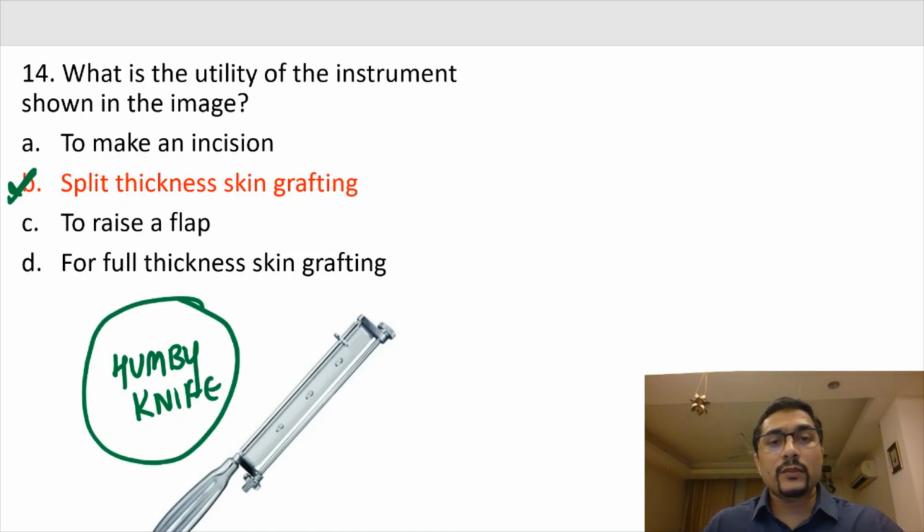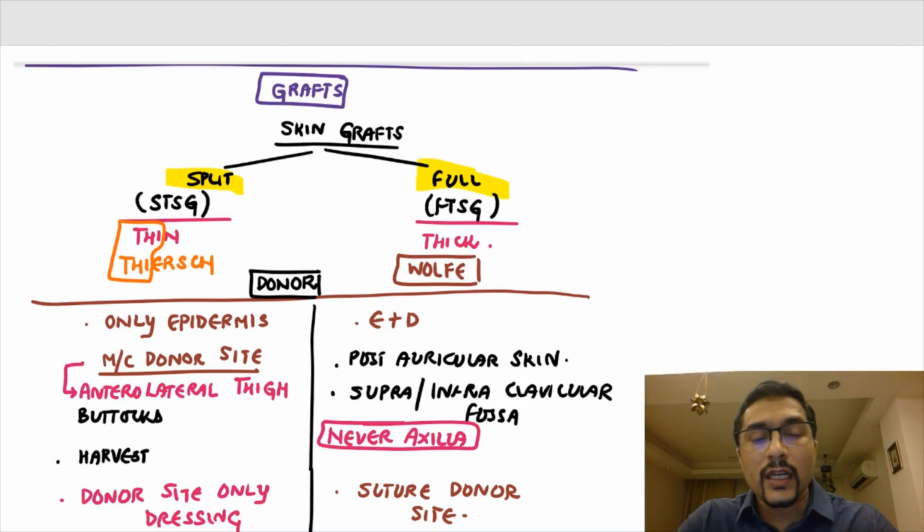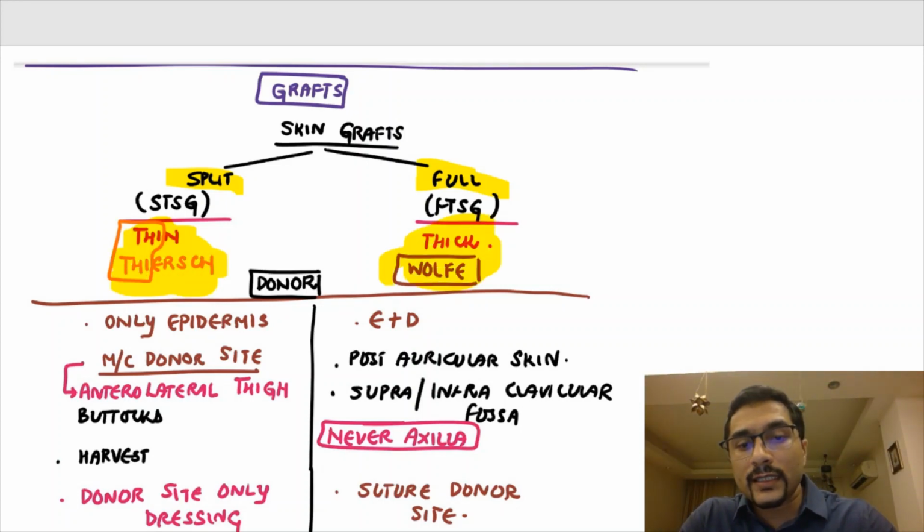You know the difference between a graft and a flap. A graft is one which does not have its own blood supply. Flap has its own blood supply, right? So you know that skin grafts can be of two types. You can either have split thickness skin grafts or full thickness skin grafts. Split thickness skin graft, as the name suggests, is thin. It is also known as Thiersch graft. Full thickness is thick. It is known as Wolfe's graft.